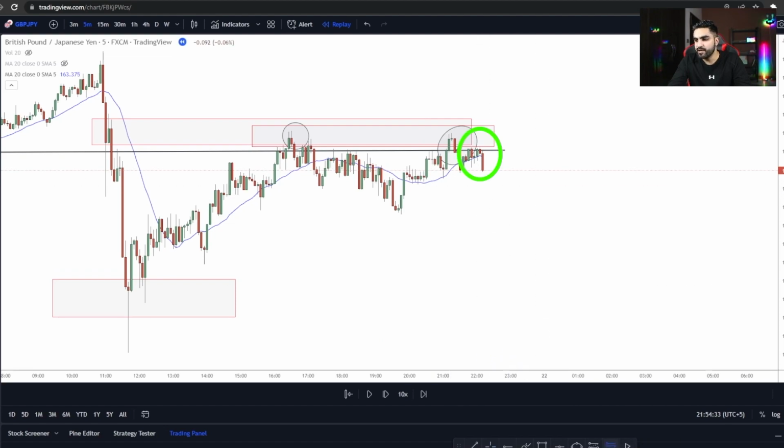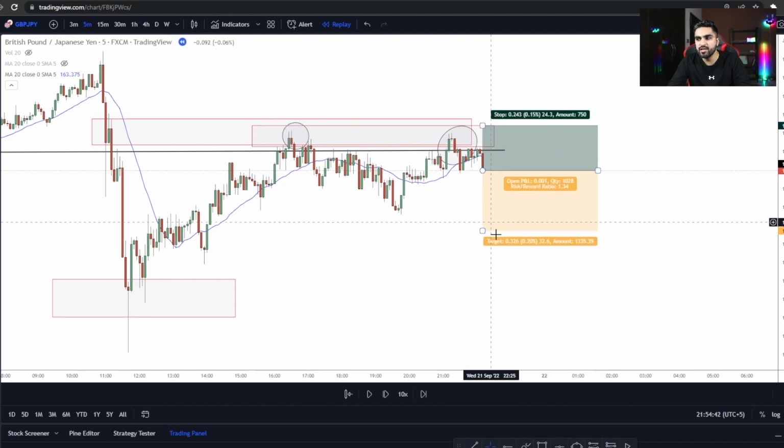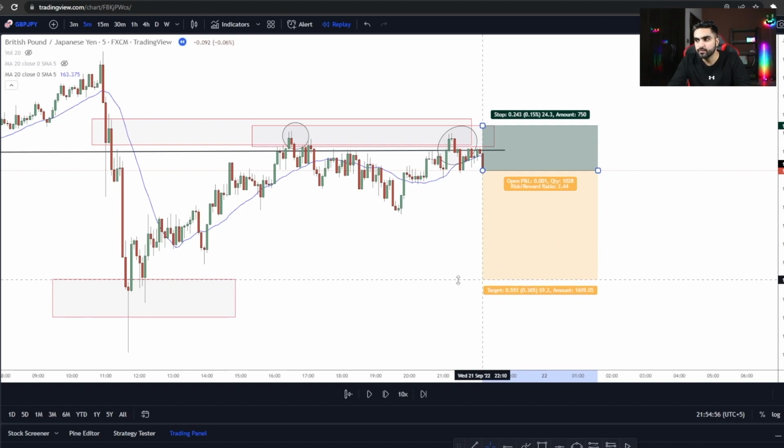So here is when the market went lower than our 20 period moving average. So we are going to place our trade here, put our stop loss above the rejections, and place our target at a 2.5 risk reward ratio, which is right here.